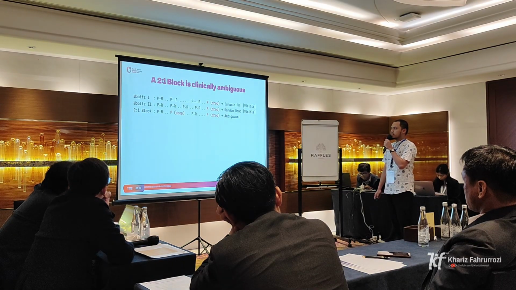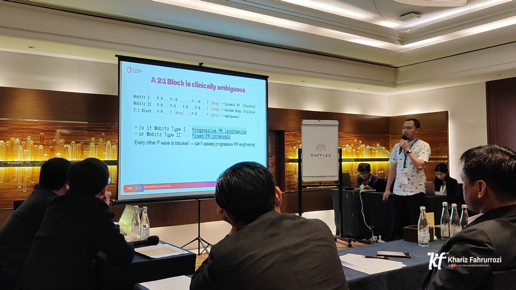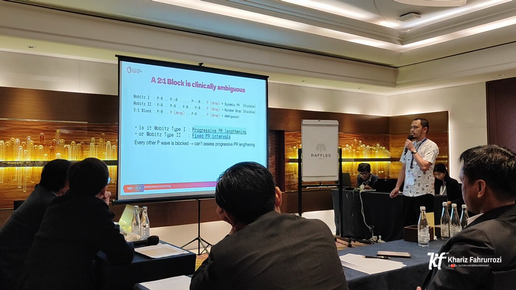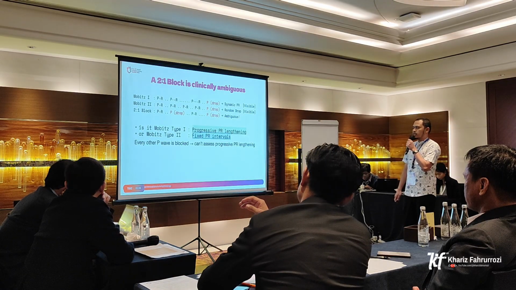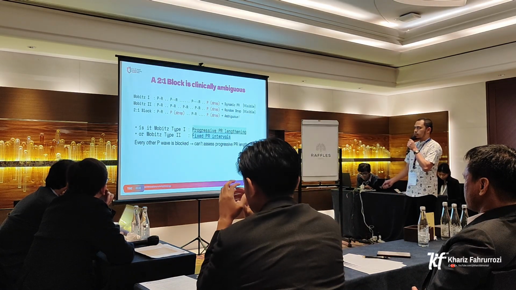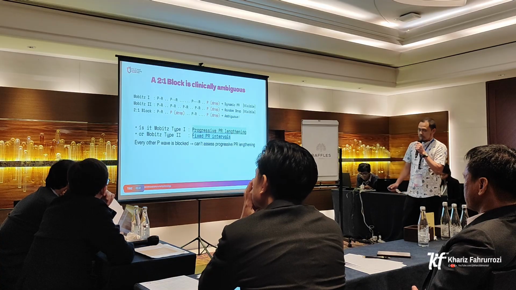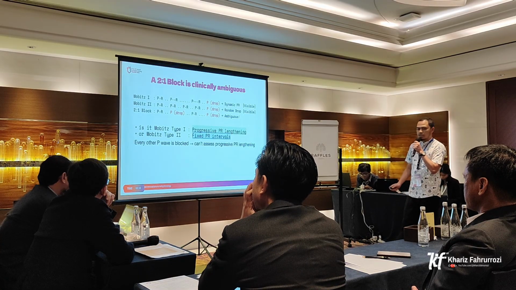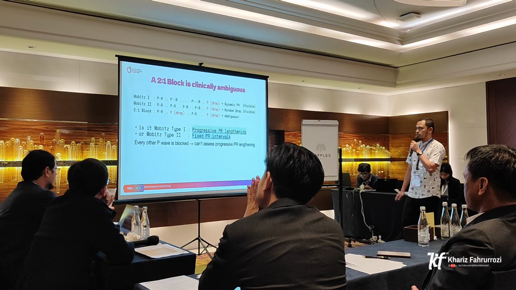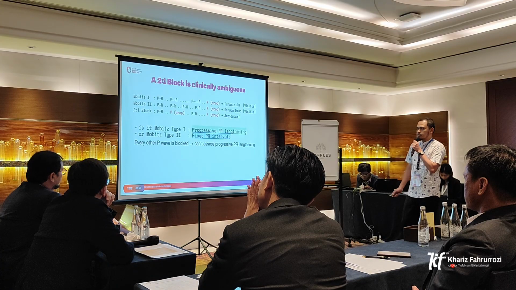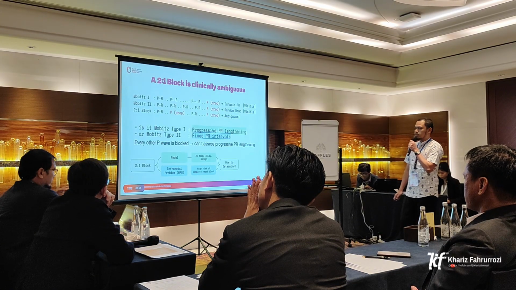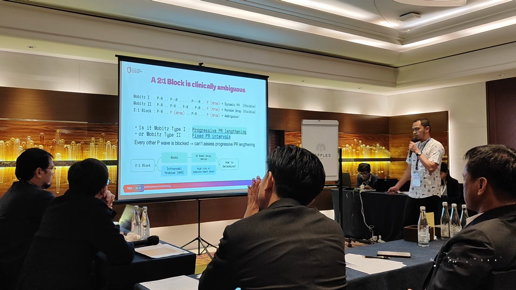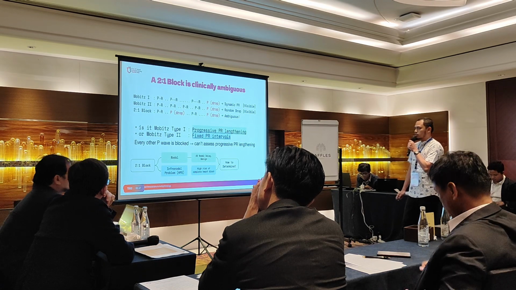A 2-to-1 block is clinically ambiguous because in Mobitz type 1, we can see that there is a progressive PR lengthening, or in Mobitz type 2, there is a fixed PR interval followed by a dropped beat. However, in a 2-to-1 block, we cannot assess any progressive PR lengthening because every other P wave is blocked. So in this case, how do we determine whether our patient has a nodal or infranodal block?